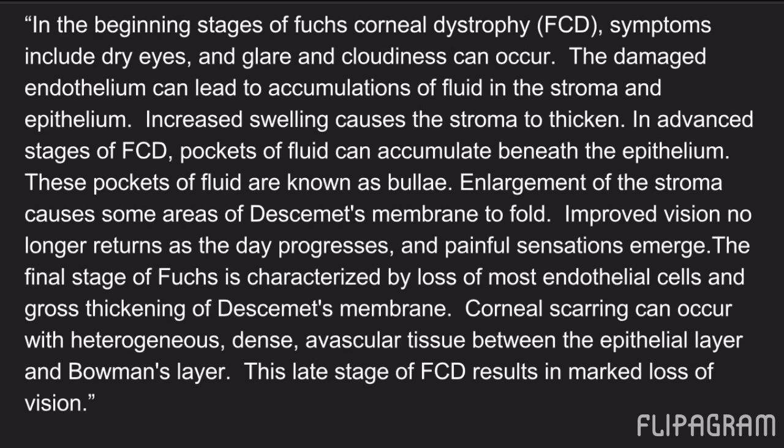The final stage of Fuchs is characterized by loss of endothelial cells and gross thickening of Descemet's membrane. Corneal scarring can occur with heterogeneous, dense avascular tissue between the epithelial layer and the Bowman's layer. The late stage of FCD results in marked loss of vision.